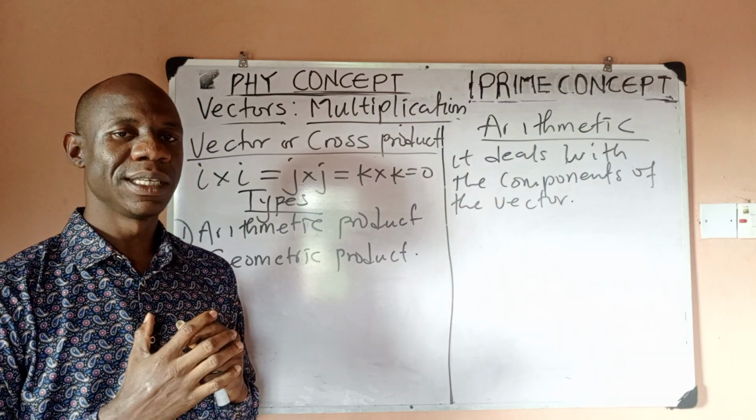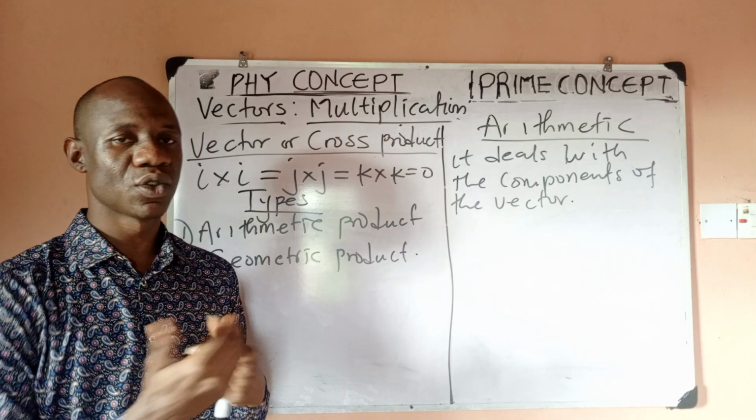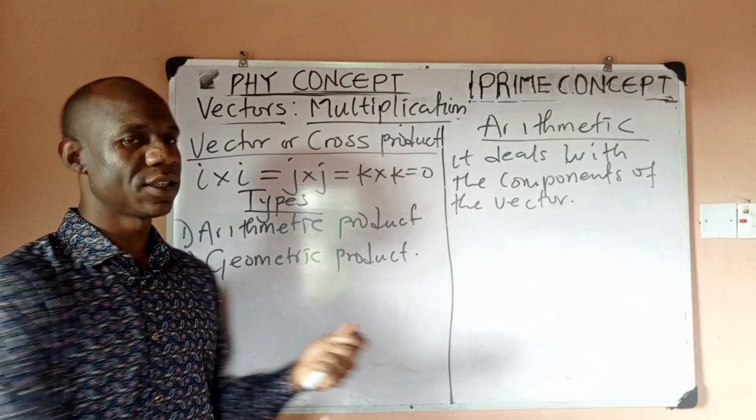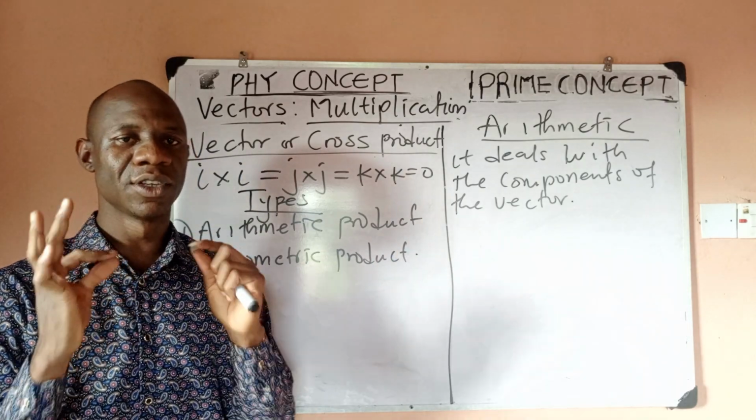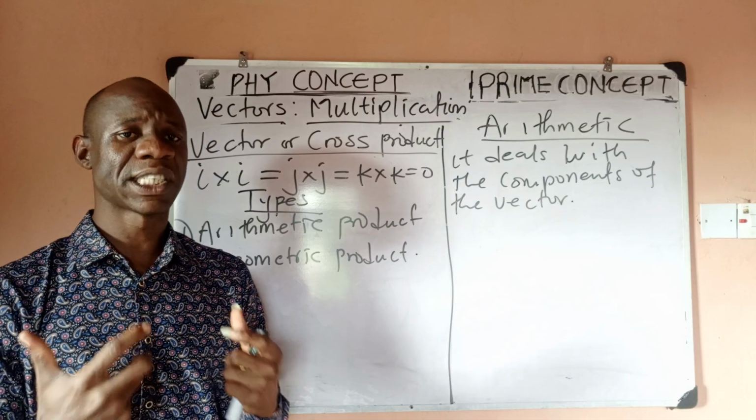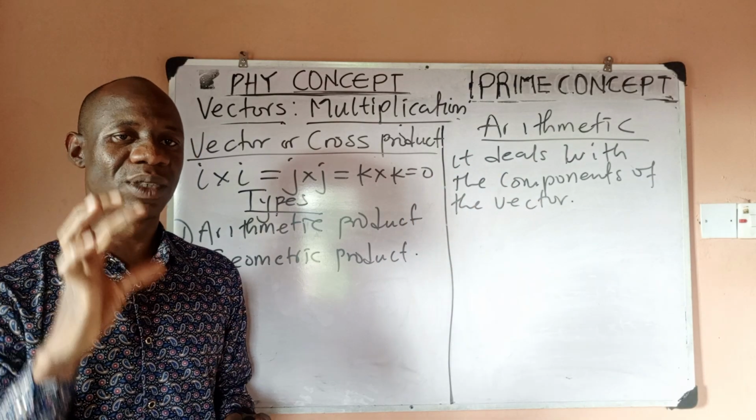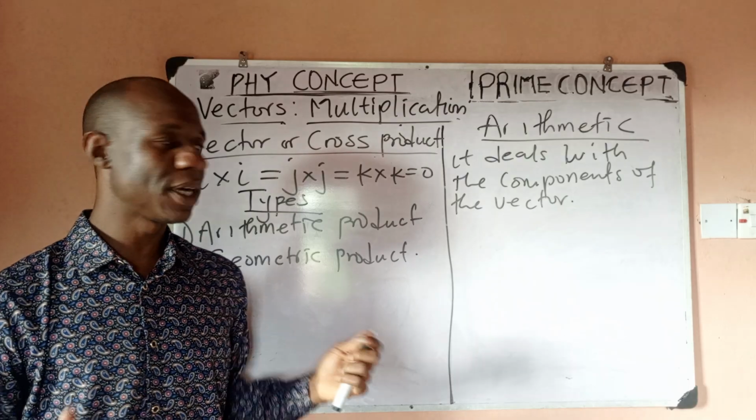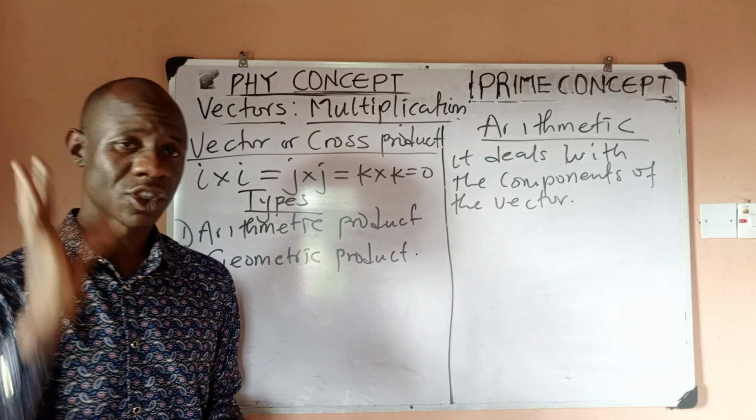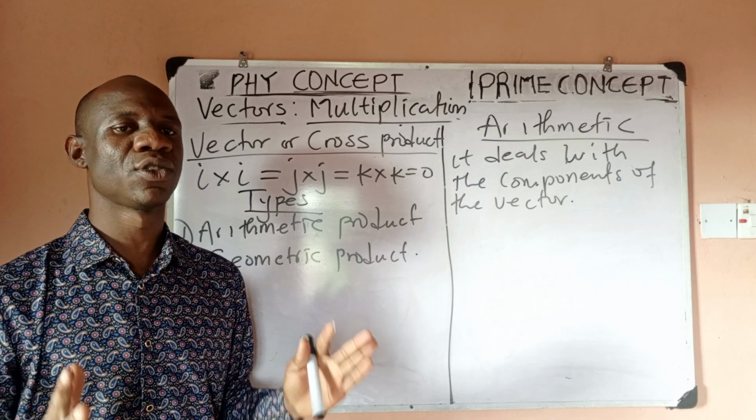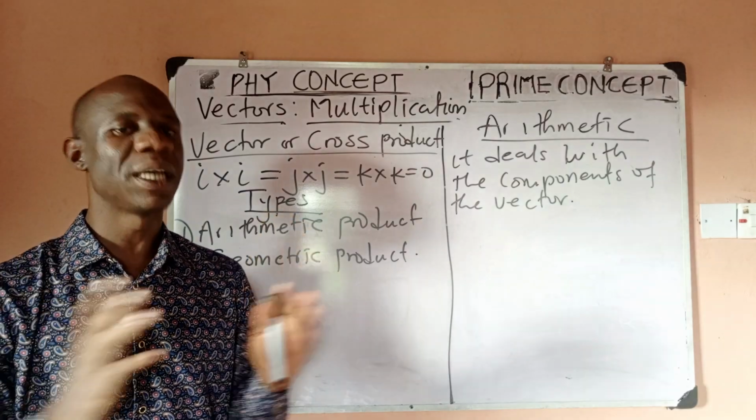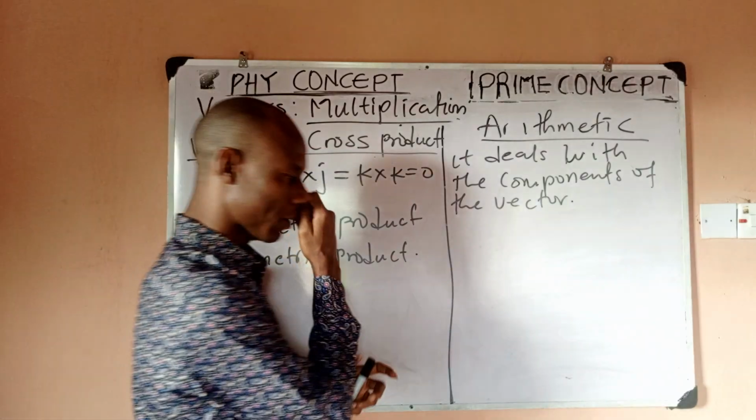Now, the cross product, if you say you want to multiply with just freehand or just do it direct, it's going to be very long. So there is a special way for carrying out the arithmetic product, which is using the determinant method in matrices. I'll be explaining it in such a way that it will be very clear to you, even if you've never done matrices before. So watch.